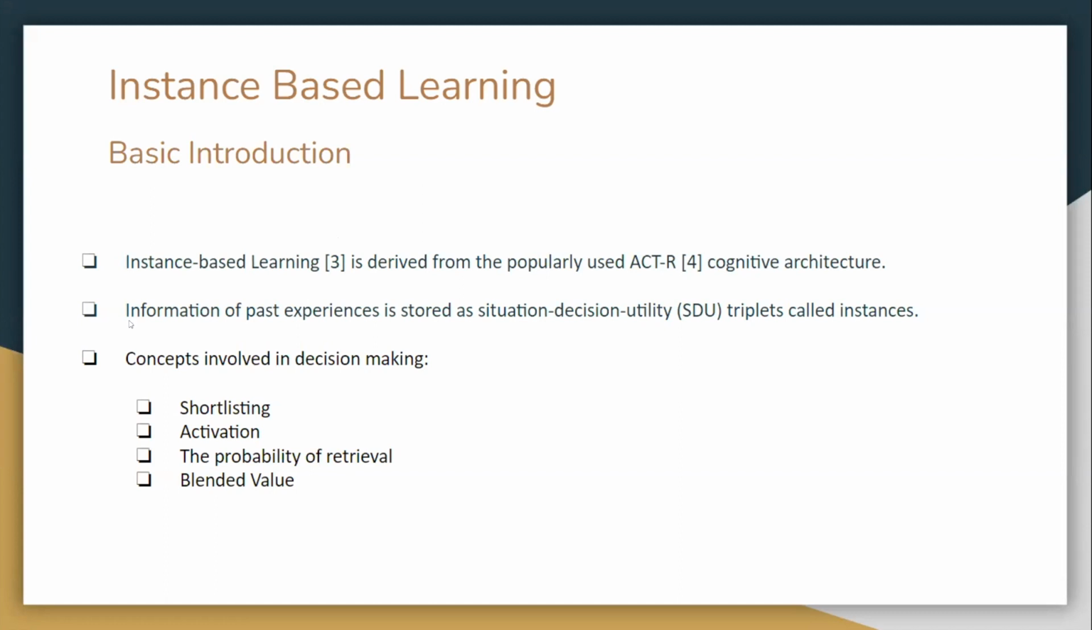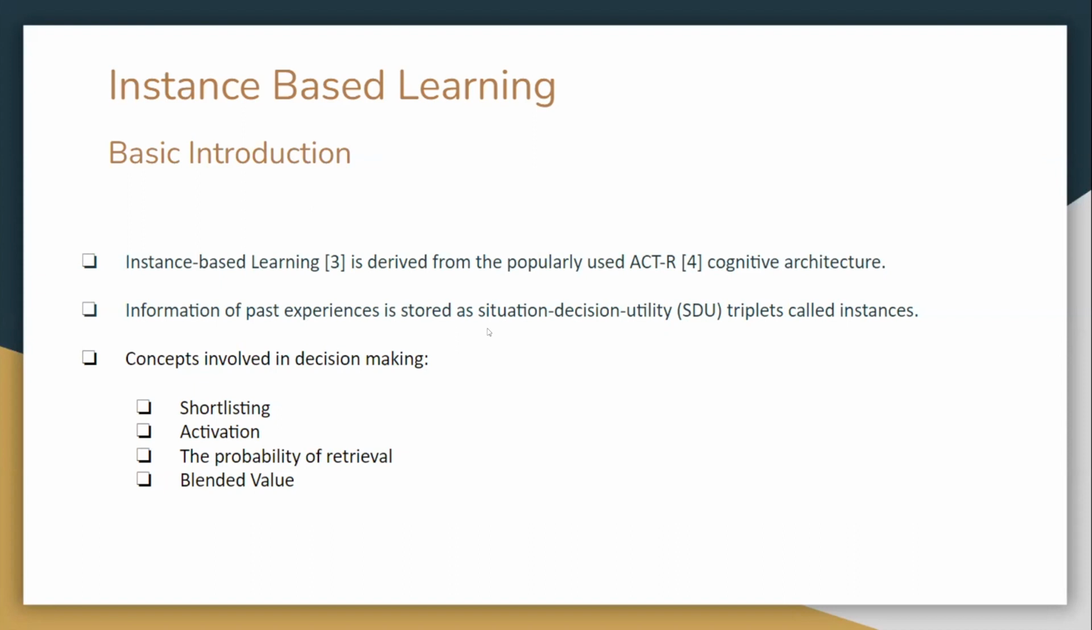In IBL, instance-based learning, the information of past experiences is stored in the form of tuples of situation, decision, utility. Situation means the current state, the current scenario that a person is facing. The decision means the decision taken by the user, the human. And in this case, because we are making him play a game which has two actions, left and right, the decision here would be the left action or the right action. And the utility means basically how good that action was, how useful that action was. So in this case, the reward earned becomes the utility.